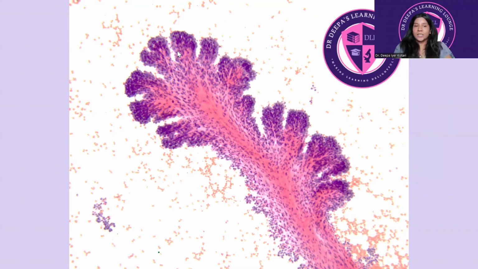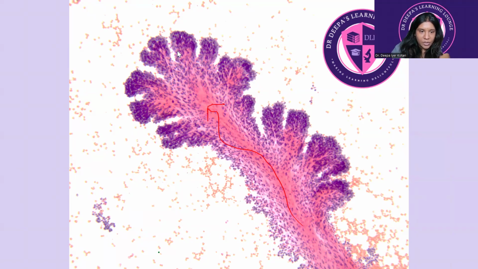I am Dr. Deepa and I'm here to discuss a very interesting case in cytology, which is papillary thyroid carcinoma, which comes under category 6 of Thyroid Bethesda reporting because it is malignant. Whenever you're seeing it in low power, you will be able to see the central fibrovascular core that is very much visible in this image.